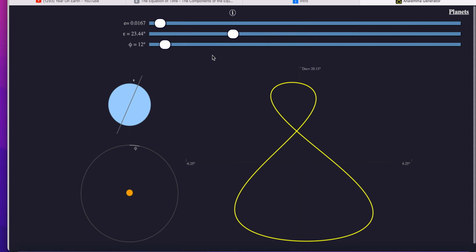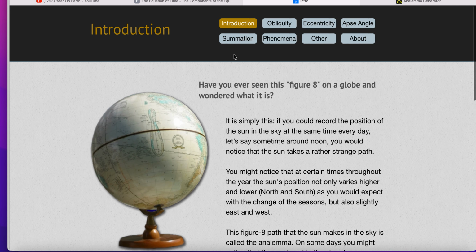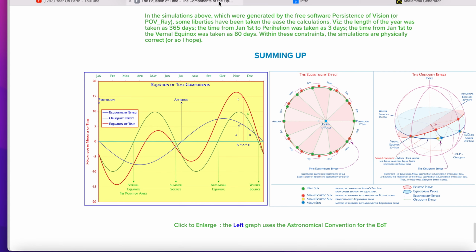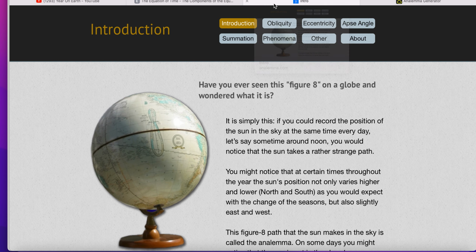And so we'll go over here. This is all within this page here. And let's see, here's the overall page. It's actually called analemma.com. These websites have great names, equationoftime.info and analemma.com. They're obviously the main pages for these topics. This shows another good example of a globe with the analemma on it.